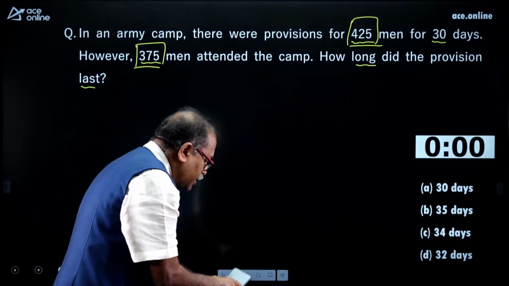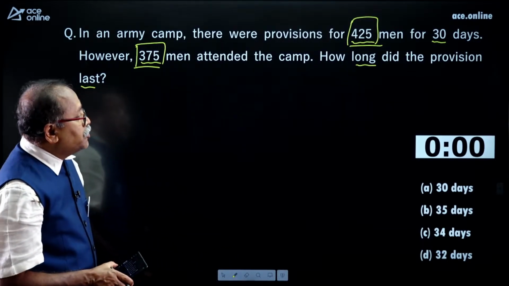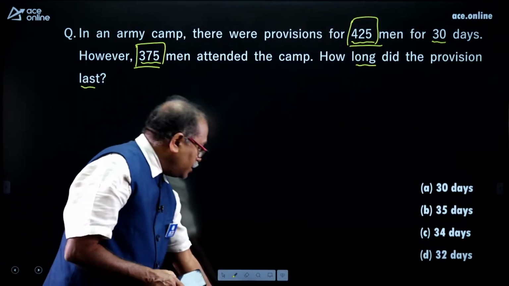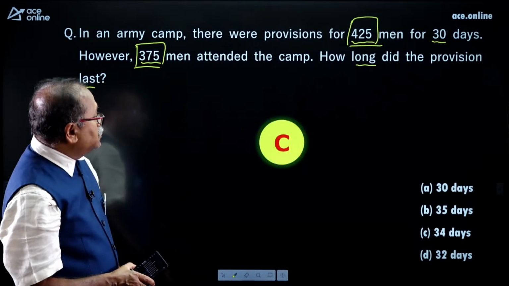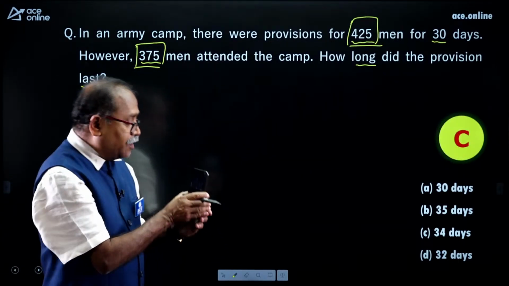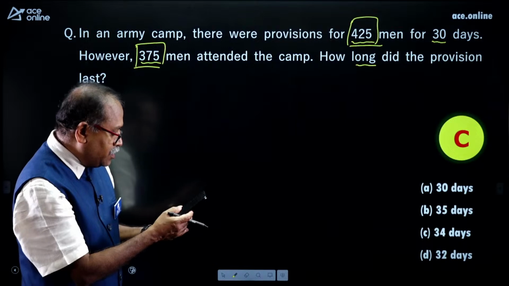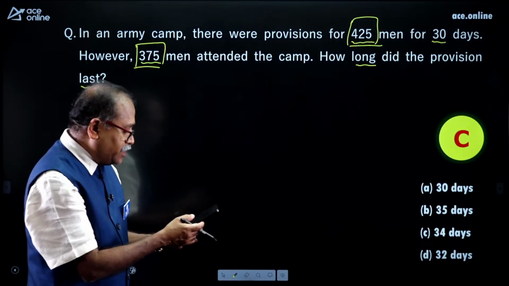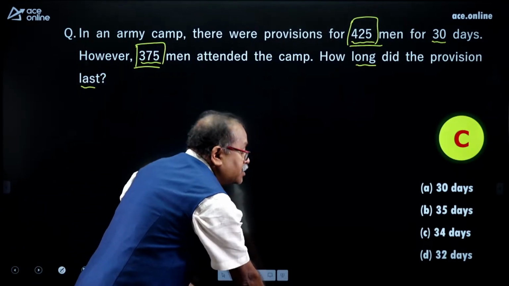The time is up. Let me see whether Mr. David is correct or not. And that is option C. You said it right, sir. Option C, 34 days. Yes, David. Yes, Pawan. Rightly answered.